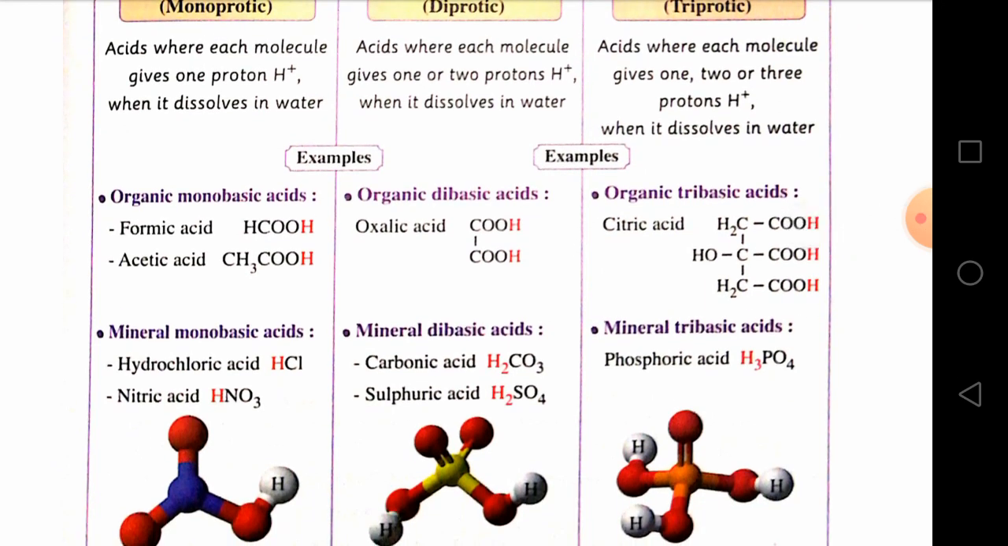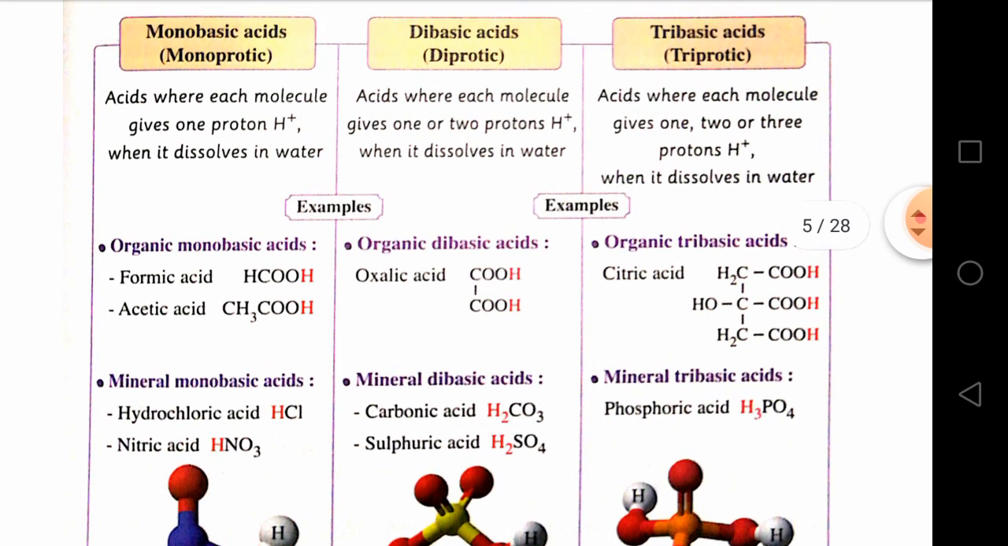A monobasic acid may be organic, may be mineral. Also a dibasic acid may be organic, like oxalic, or mineral. And a tribasic acid also may be organic or mineral. And these examples are very, very important and must be memorized as much as you possibly can.